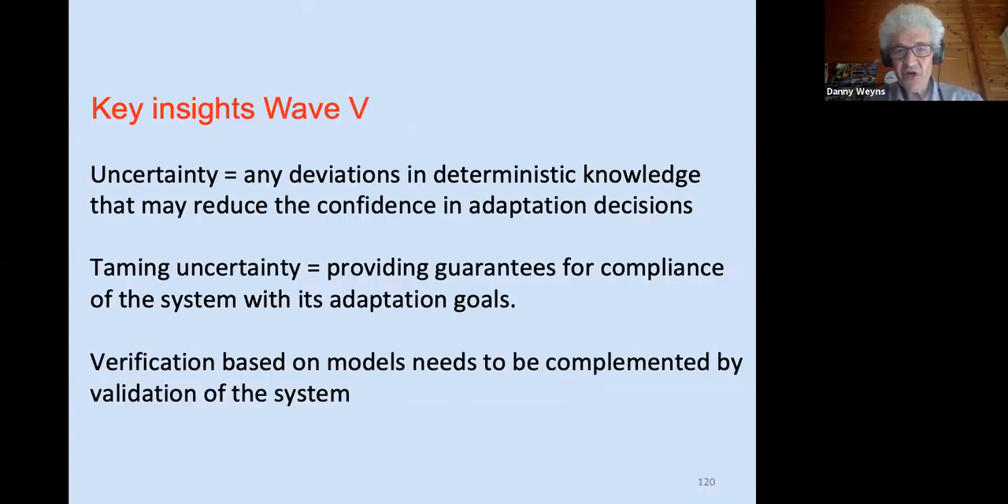So wave 5 taught us that uncertainty is a key issue in self-adaptation, and that in order to deal with that, we need to ensure that we provide guarantees for the compliance. Now note that in self-adaptation, we reason over models at runtime, and of course any guarantees we give are guarantees for the models, and we need to validate the system to ensure that our guarantees are also actually applied by the system.